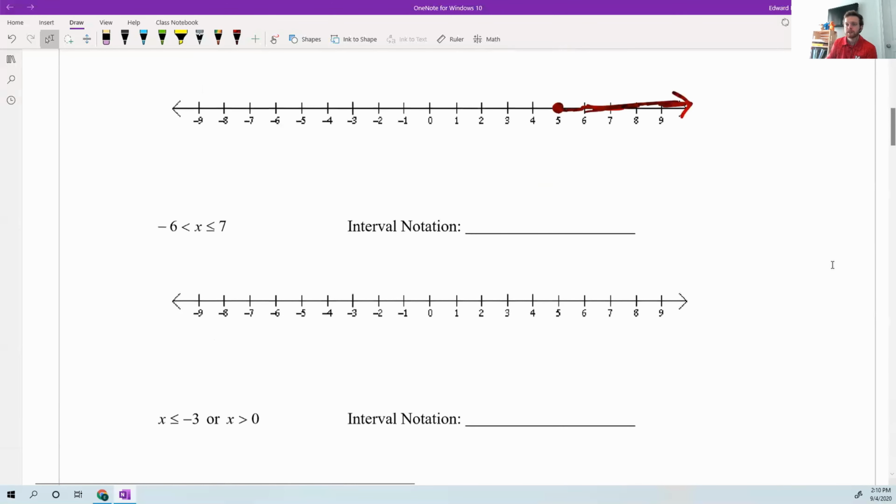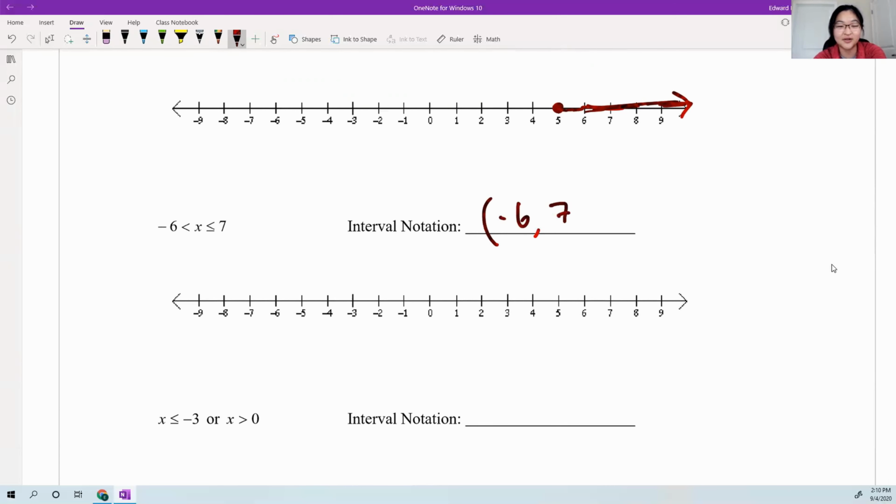If I want to say all the numbers between -6 and 7, including 7 but not including -6, how would I write that? We need an open parenthesis, -6, comma, 7, and then a close bracket, the square thingy. I think we should call it a bracket. Parenthesis and bracket.